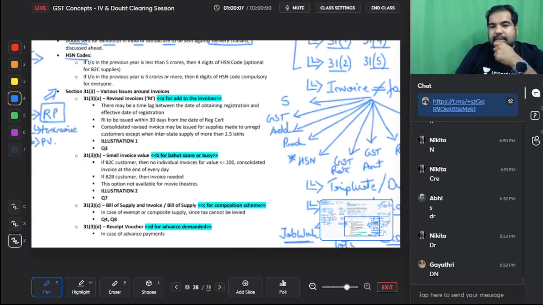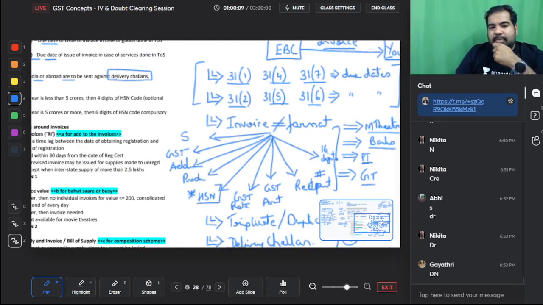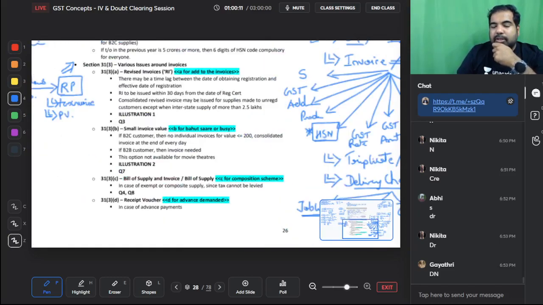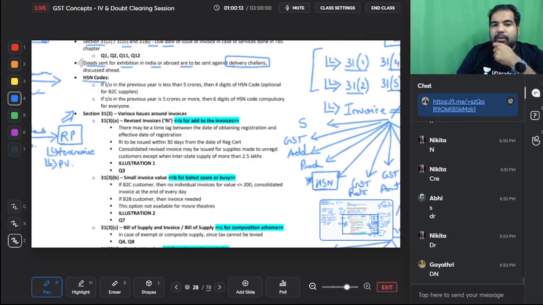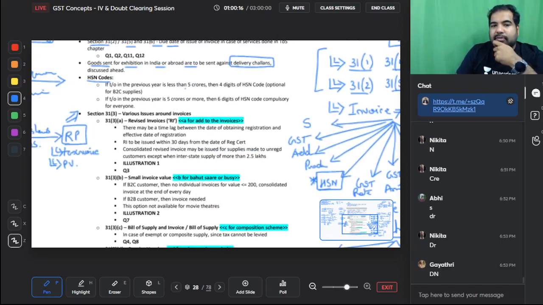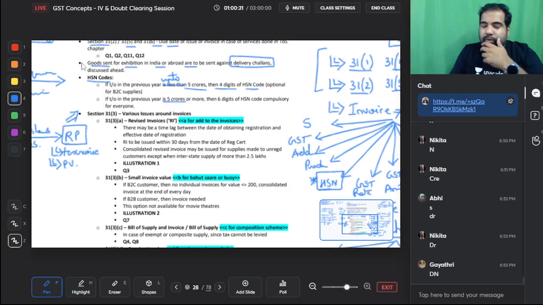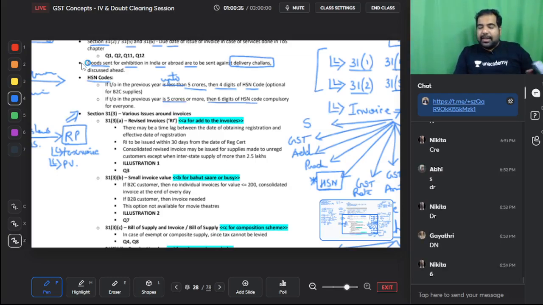HSN code, yes. Guys, HSN code has to be mentioned in the invoice, but it depends on who you are and how big you are. If your previous year's turnover is up to 5 crores, then 4 digits of HSN code. But if it's more than 5 crores, that means you're like Amazon or Flipkart, a big player, then you'll have to mention 6 digits in the HSN code. Next time you get an invoice, keep it safe. You check the HSN code, guys.